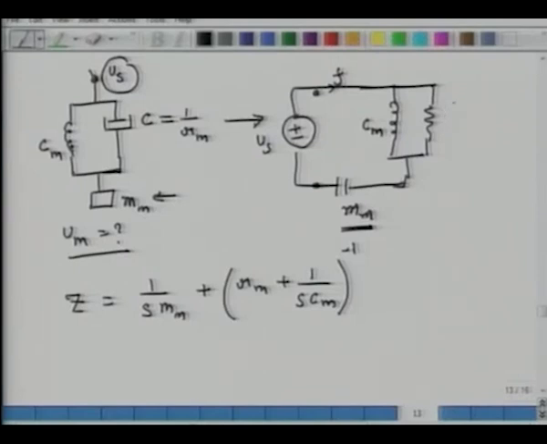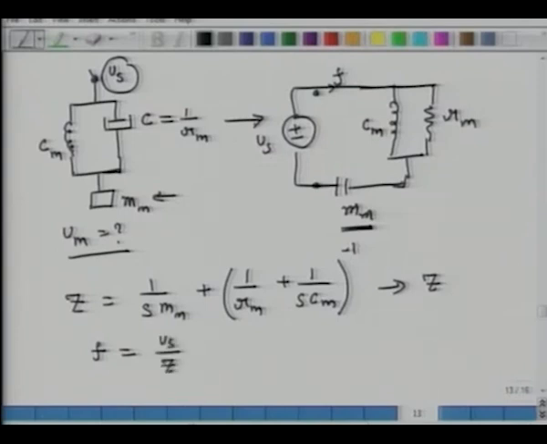This should be Rm. Yes. So here I should make it 1 over Rm. Okay. So through this I can figure out what is the value of Z. Using that Z, I can figure out that F equals US over Z.